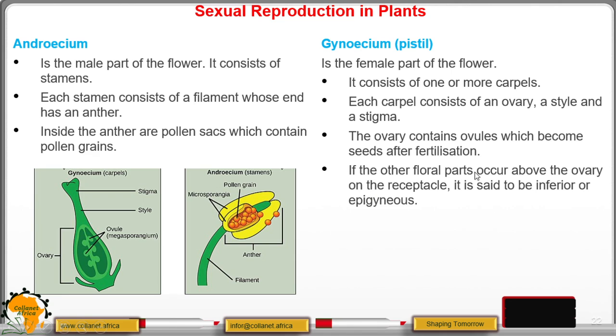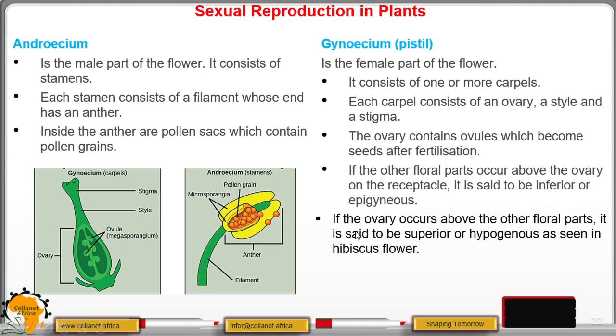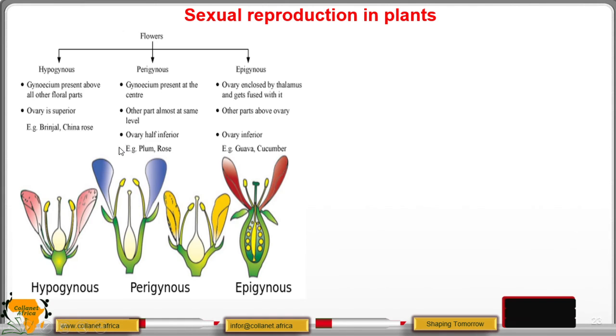If the other floral parts occur above the ovary on the receptacle, it is said to be inferior or epigenous. And if the ovary itself occurs above the other floral parts, then the flower is superior or hypogenous, as seen in hibiscus. So we can use this table. We have types of flowers: hypogenous, perigenous, and epigenous.